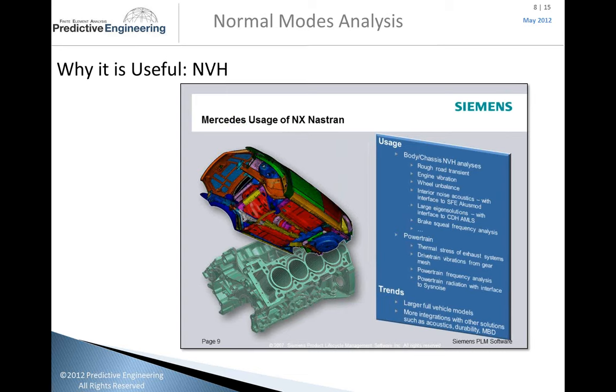And then in the automotive, which is one of the regions where Nastran is really popular, are all the uses in body noise, vibration, and harshness. So you have chassis, rough road, transient, engine vibration, wheel unbalance, interior noise acoustics, large eigen solutions. Brake squeal. So this is why Nastran is so popular. The strongest solution sequence in Nastran is normal modes, solving these type of problems.